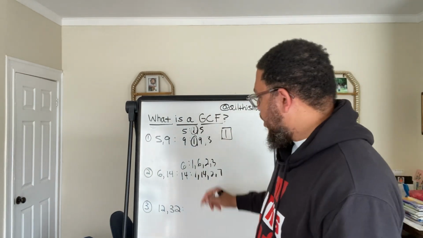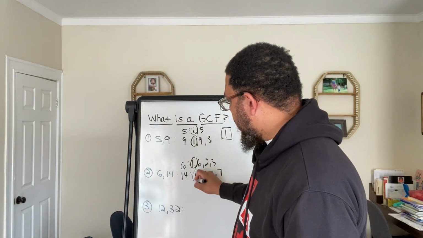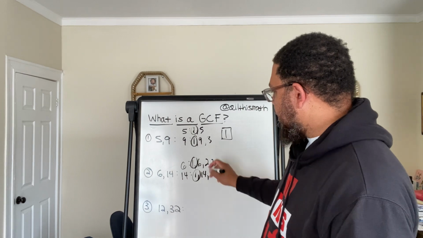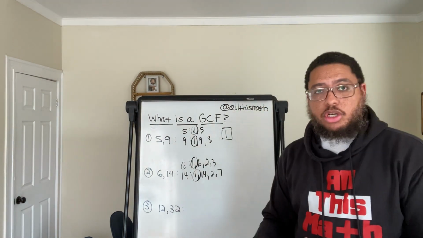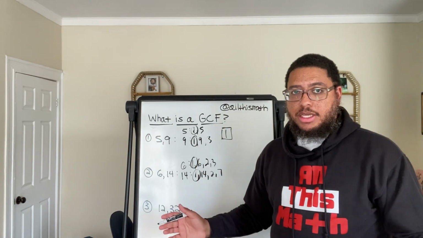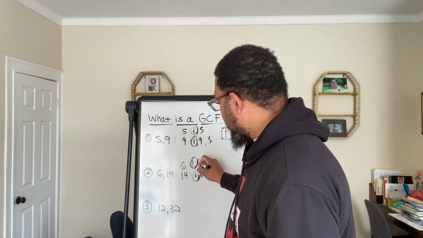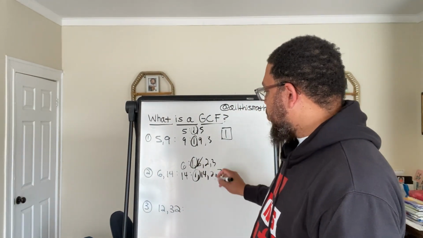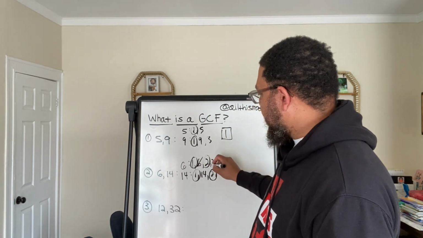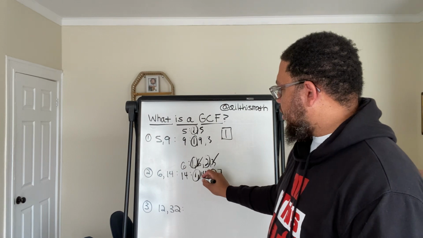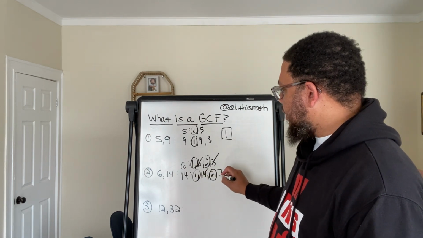Both lists. So I see 1 in this list. I see 1 in that list. And then I see 6 only in that list. So 6 is no good. And what you might want to do is cross off the numbers that are not common to make things seem easier. So 6 is in this list and not the other one. So cross it off. 2 is in both lists. 3 is in this list, not the other one. 14 is in this list, not the other one. 7 is in this list, not the other one.